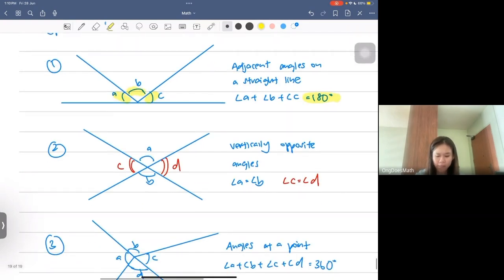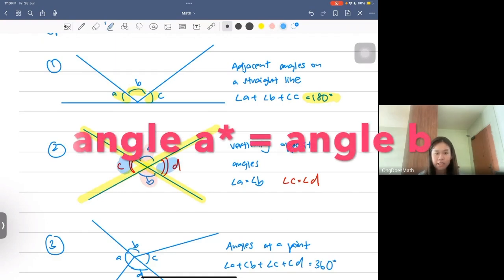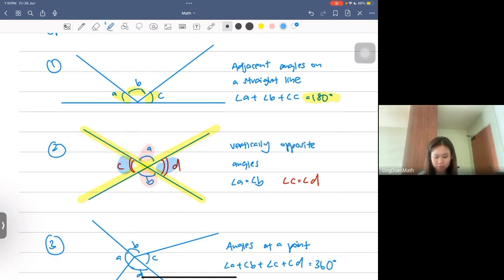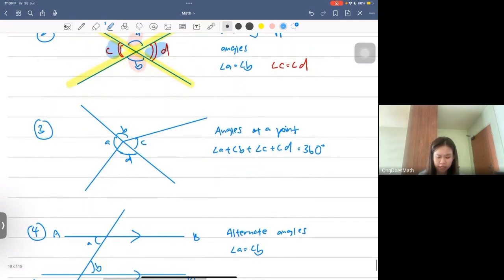Next, vertically opposite angles. So you have 2 straight lines. The angles opposite each other will be the same. So angle A is equal to angle B. Angle C is equal to angle D. Next, angles at a point. Angles at a point will add up to 360.